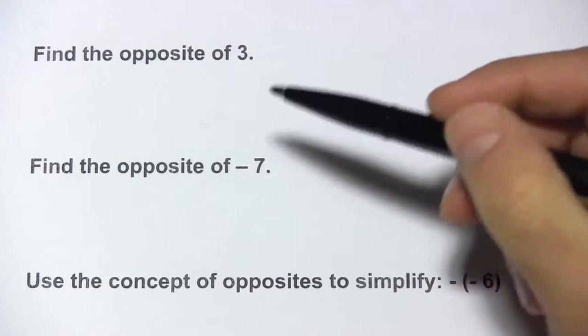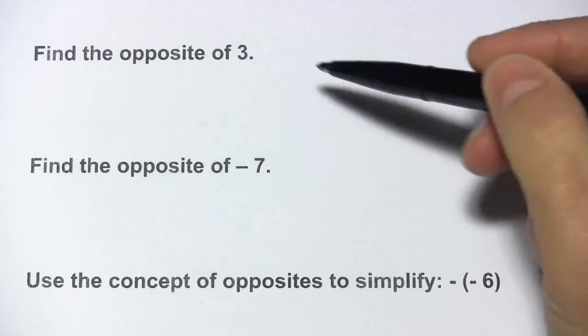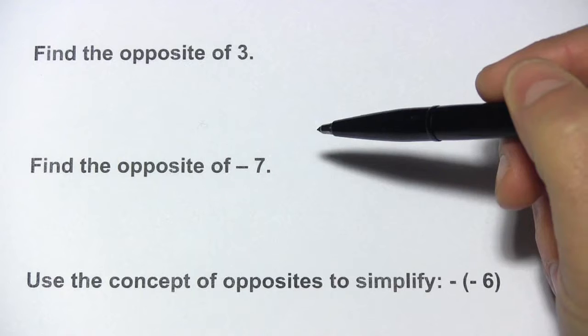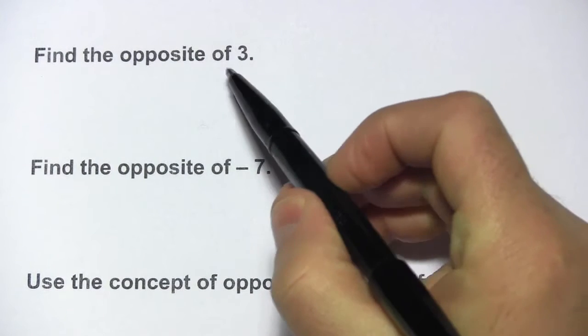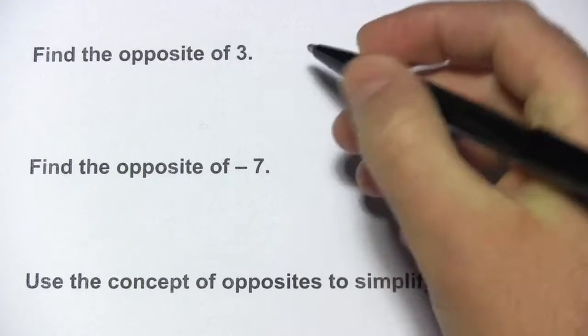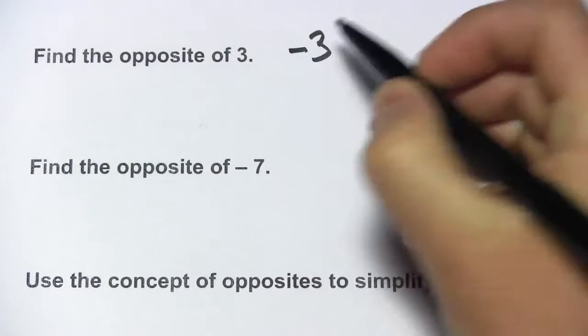In these problems, we're talking about the opposite of a number. And the opposite of a number is just the negative of that number. So the opposite of 3, this is a positive 3, the opposite of that is going to be negative 3.